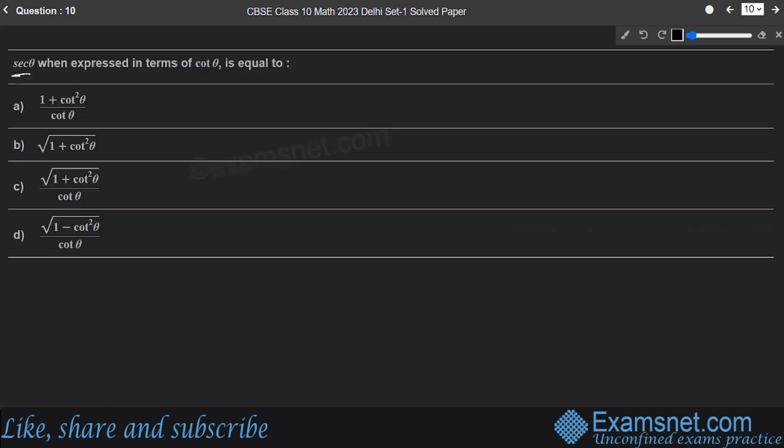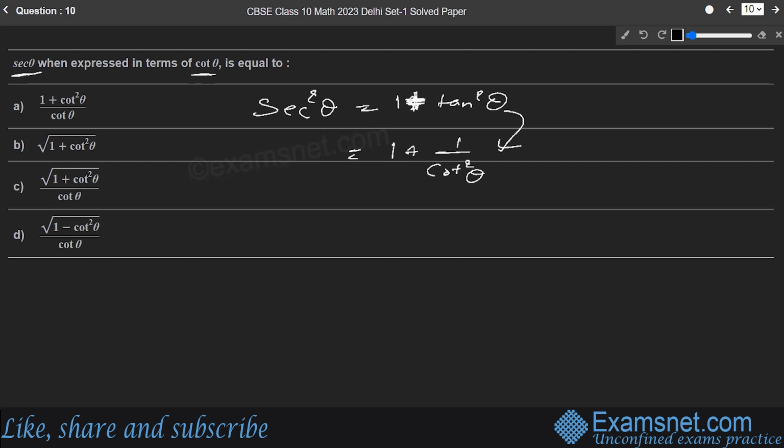Next, sec theta when expressed in terms of cot theta is equal to what? This is what is asked. We know one trigonometrical identity, that sec square theta is equal to 1 plus tan square theta. So we can use this anytime. What we can write for this is sec square theta is equal to 1 plus 1 upon cot square theta. Why so? Because tan square theta is nothing but the multiplicative inverse of cot square theta.